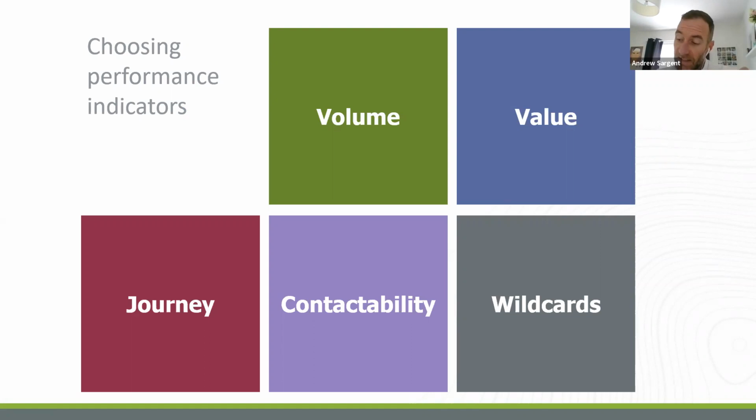So as I said right at the beginning, this isn't a webinar that says, right, these are the 10 KPIs you must report on. But we do think there are certain areas that KPIs should relate to. We've put them into 5 buckets: volume, value, journey, contactability, and then we've given ourselves a bit of a get-out-of-jail wildcard if what we don't cover is right for you, but we'll come on to that at the end. And we think you can probably choose 1 or 2 from each of these boxes to come up with a really nice starting point for KPI reporting.